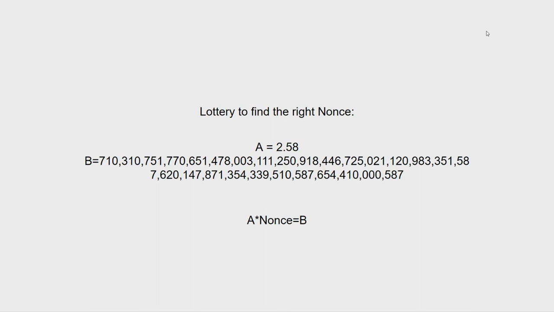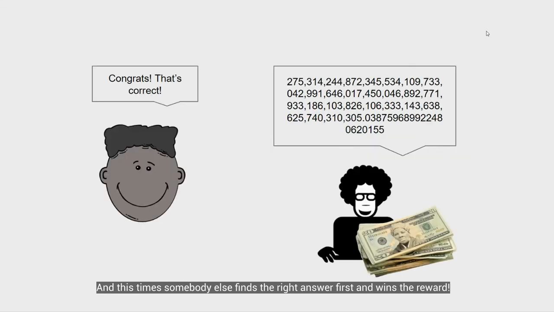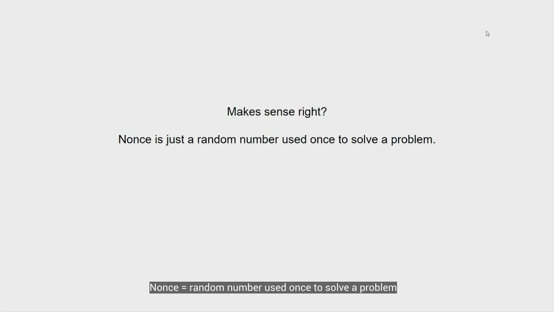For example, A equals 2.58 and B equals that extremely large number there. So again, your job is to find what is the random number used that was multiplied by A to end at B. So a different person now sends me their answer. I check it and I say, congrats, you're correct, and hand over the money. Makes sense, right? Nonce is just a random number used once to solve a problem.